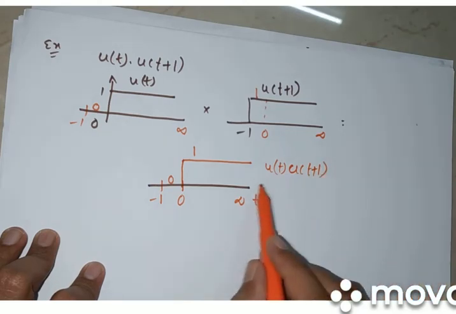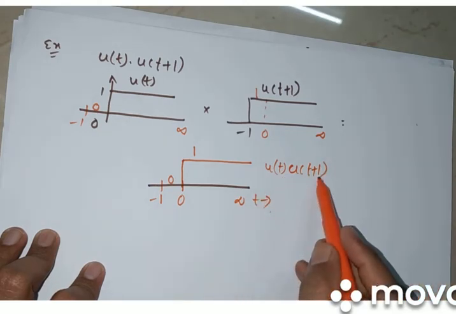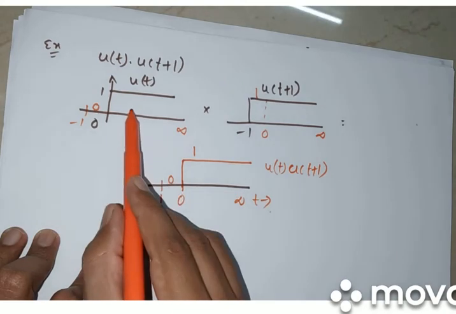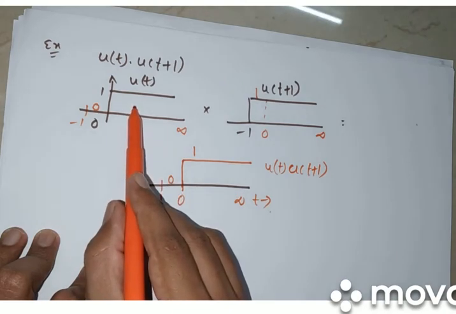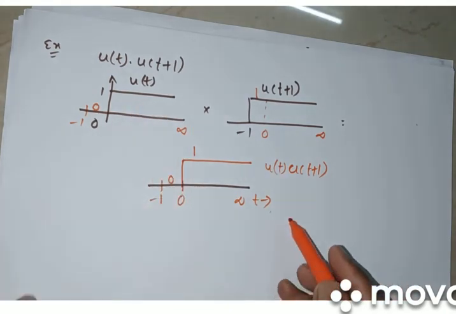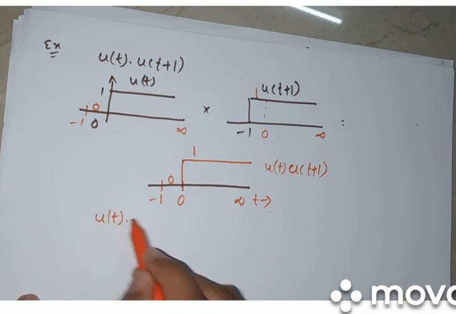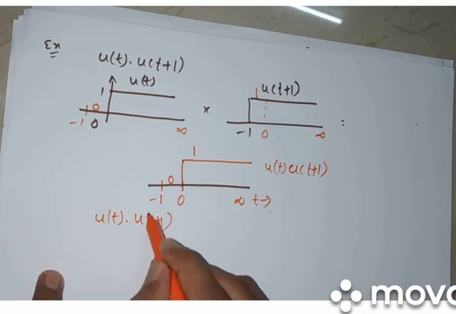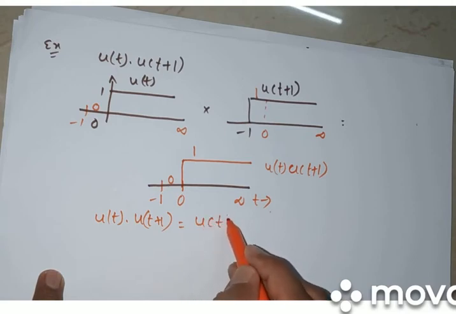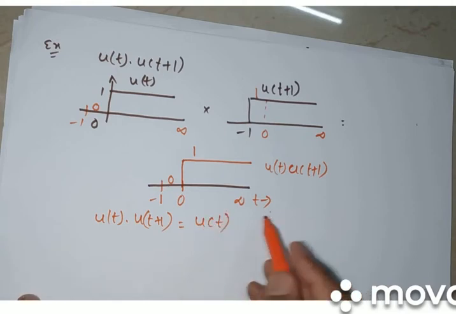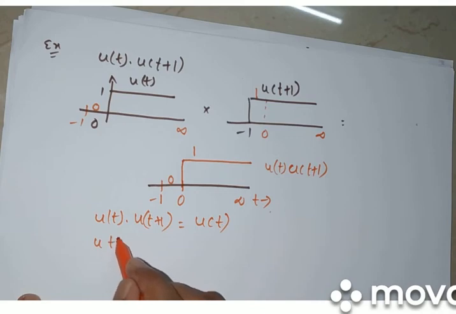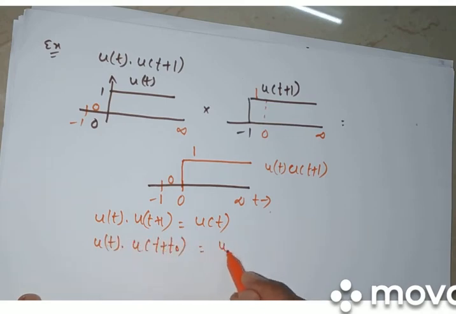Okay, if you see this output, it is u(t) multiply u(t+1), and it is equal to u(t). Yes or not? So what we got: u(t) multiply u(t+1) equals u(t) only. Okay, so if you want to generalize this, u(t) multiply u(t+t0) equals u(t). Okay, clear?